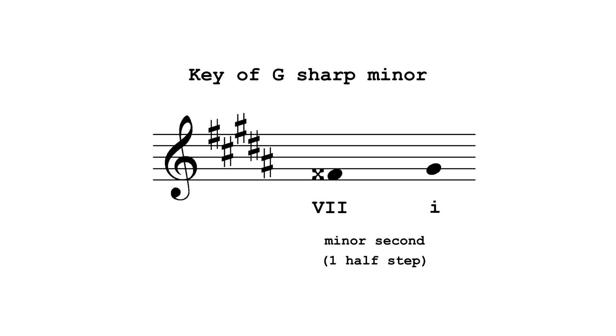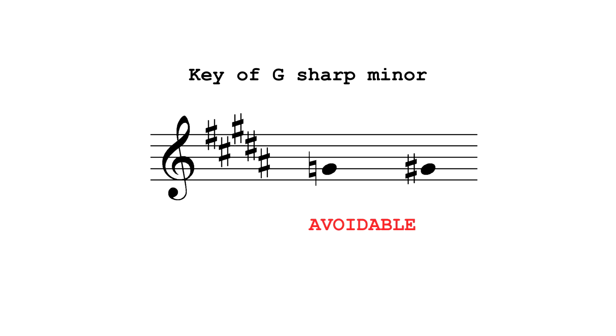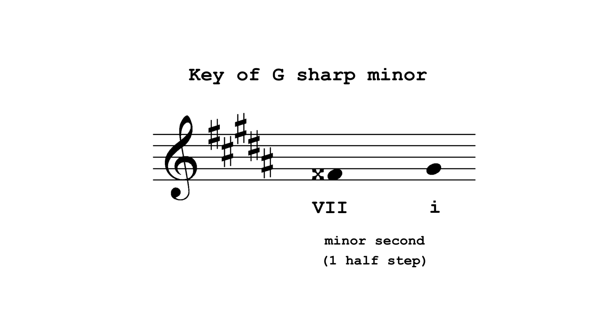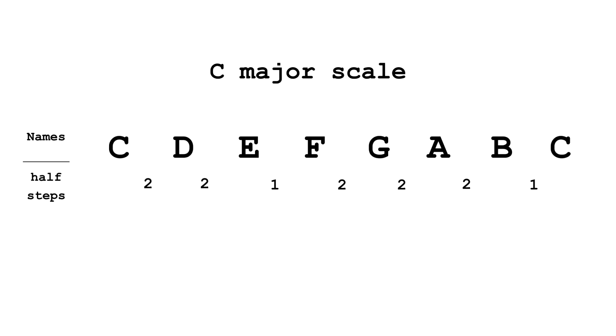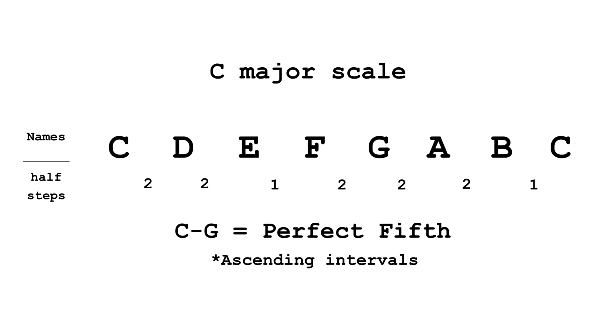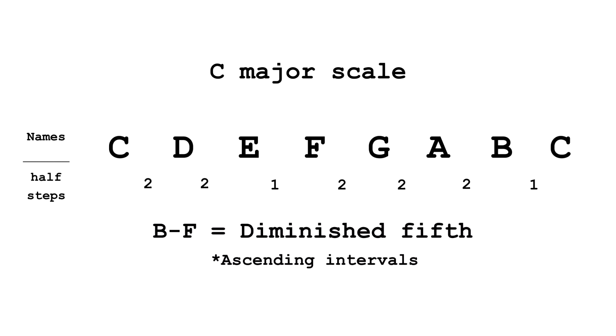For example, if you are in the key of G sharp minor and you want to go from 7th degree to 1st degree in a minor second interval, you will have to write it like this. F double sharp moving up to G sharp. Most common intervals are called major, minor and perfect, and other less common are augmented and diminished.